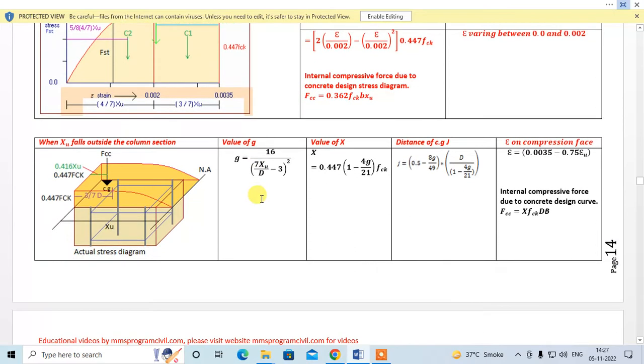Simple. Now, when your neutral axis falls outside the section, then you have to first find G, then X, then J, and you can find your FCC using this formula, which I explained. This is your average stress diagram over here. So instead of 0.447 fck, it will be X fck. X you have to find from here, right? So X fck into D into B will be your force FCC, which will be acting at a distance J. So when the neutral axis falls outside the cross section, then for finding FCC, you will have to use this formula. These are very important points which we will be using in designing a column.